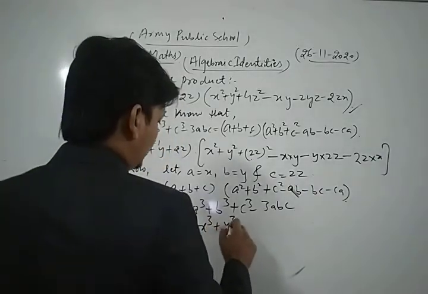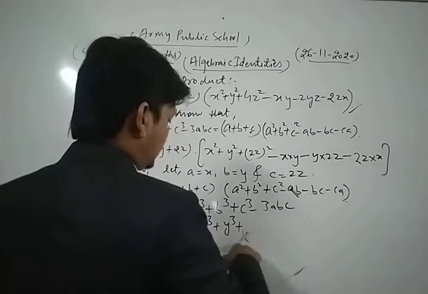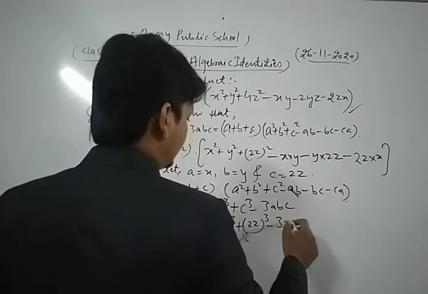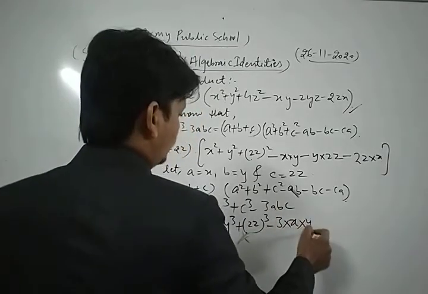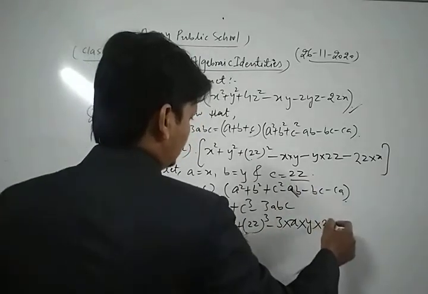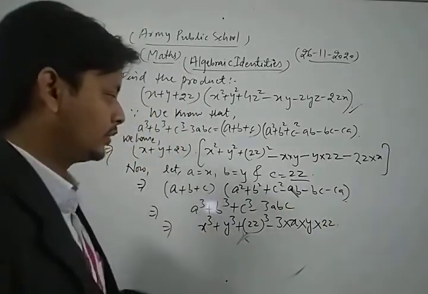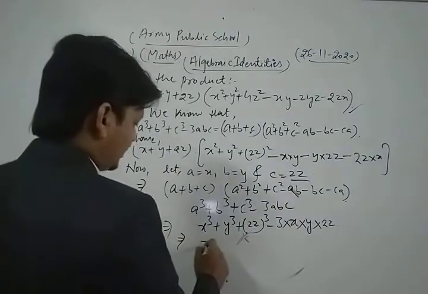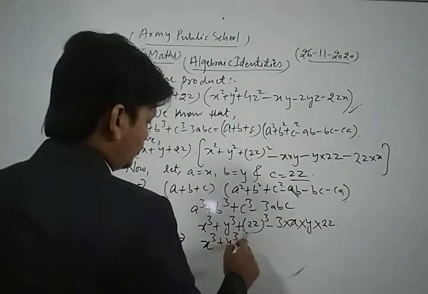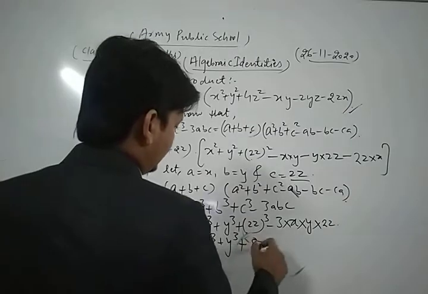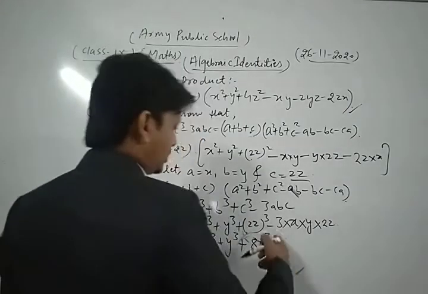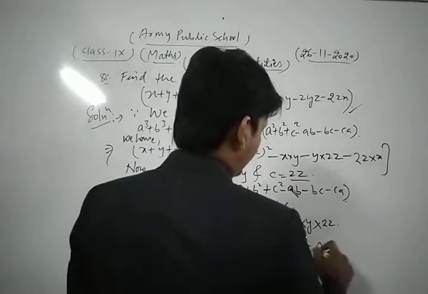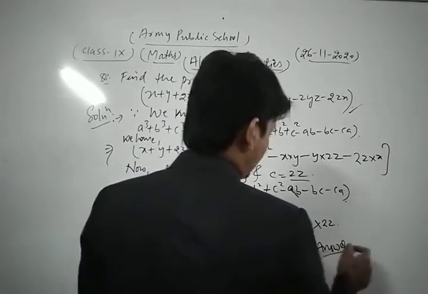So we get x cube plus y cube plus (2z) cube, we can write 2z cube, minus 3 into a means x, b means y, and c means 2z. c means 2z, dear students. Now we simplify them, we get x cube plus y cube plus 8z cube minus 6xyz. This is our required solution of the given question.